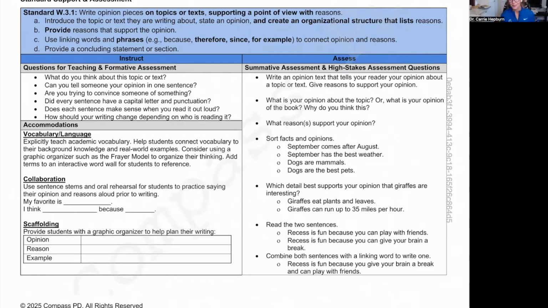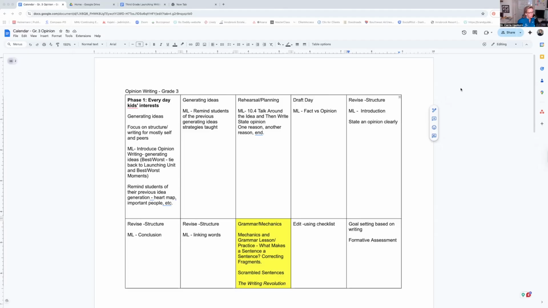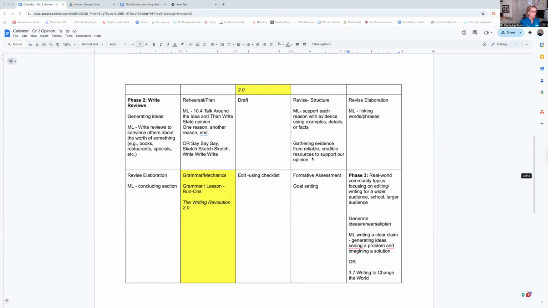So the first thing we do when we get started creating a unit is we use backwards design. What do we want it to look like at the end? At the end of this unit, the bulk of the lesson will be about writing opinion pieces, and then we'll look at the other standards regarding mechanics and grammar. For this particular school district, we are working on an opinion writing unit for third grade, and we map it out based on a month's worth of teaching.